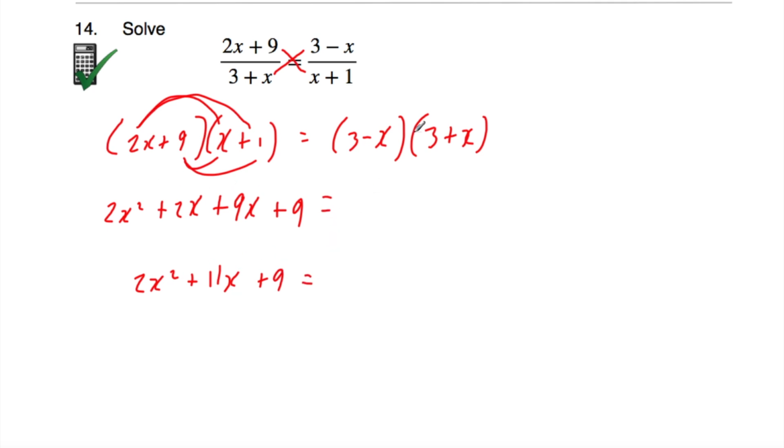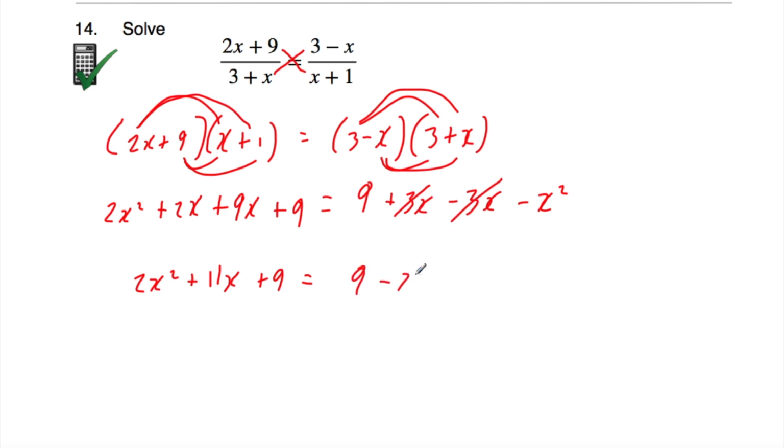Now if we do the right hand side, let's expand the brackets. 3 times 3 is 9, so 9. 3 times x would be plus 3x. Minus x times 3 would be minus 3x. And then finally minus x times x would be minus x squared. If we simplify this, 3x take away 3x is 0, so these terms in the middle cancel out, and we'll be left with 9 minus x squared. Okay, so this is fantastic, and we've now got to this stage with quadratics on both sides of the equation.